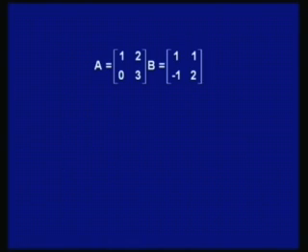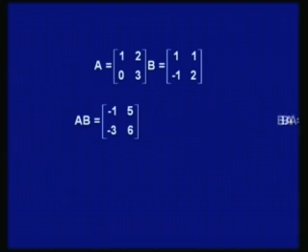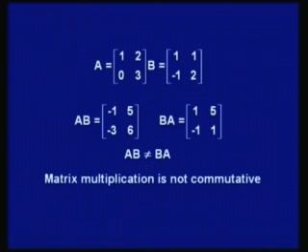In another example, I consider a 2 by 2 matrix A and B also as a 2 by 2 matrix. I multiply A and B to get this product AB as minus 1, 5, minus 3 and 6, and the product BA is also a 2 by 2 matrix and it is 1, 5, minus 1 and 1. One can notice that although the two matrices are of the same size, their elements are different, and we say that AB is not the same as BA, and this establishes that matrix multiplication is not commutative in this example.